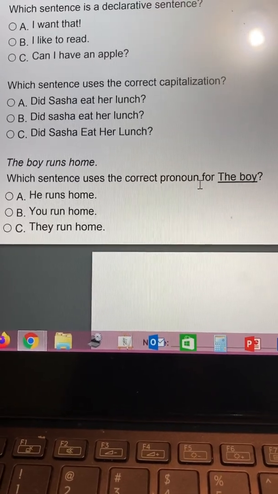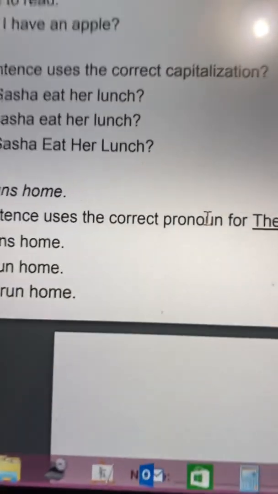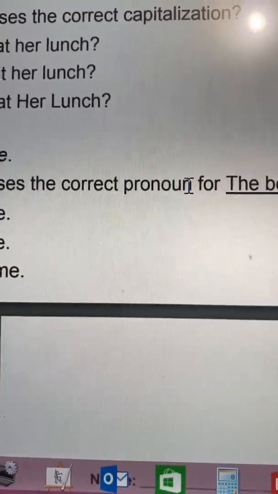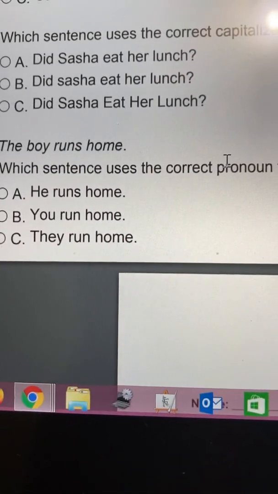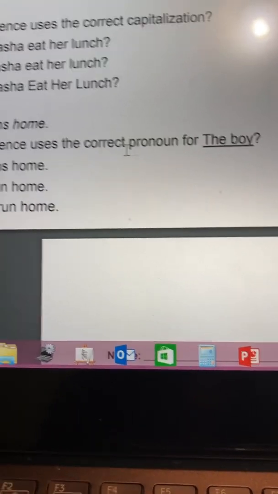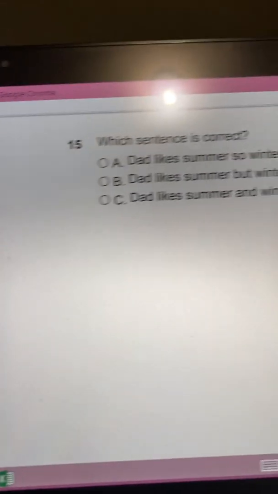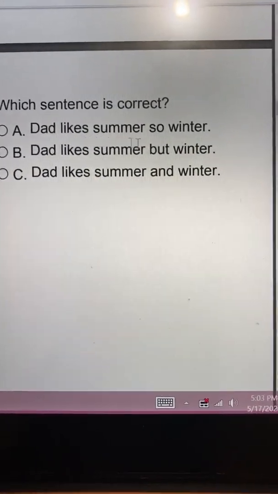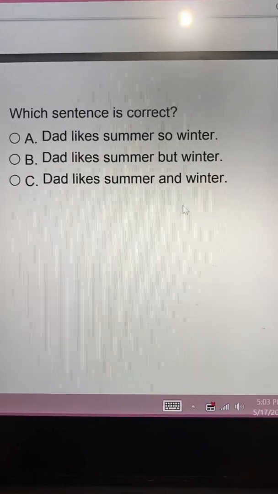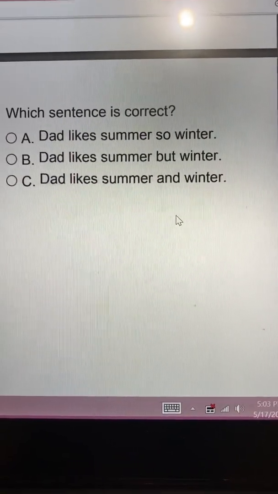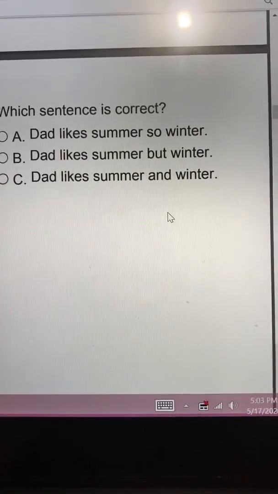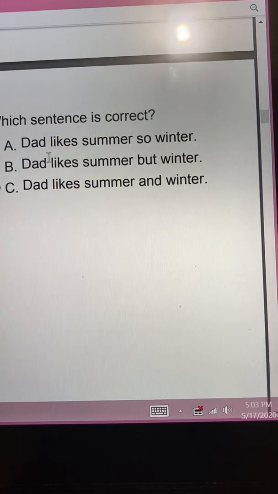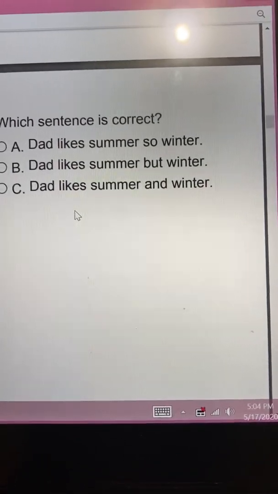Which sentence uses a correct pronoun for the boy? A pronoun, if we remember, is a word that takes the place of our name. Okay? Or a noun like boy. Which sentence is correct? So make sure you read all the sentences and circle the one that sounds correct. Make sure you look at your capitalization, punctuation, and read all the sentences just exactly as they're written and decide which one sounds correct.